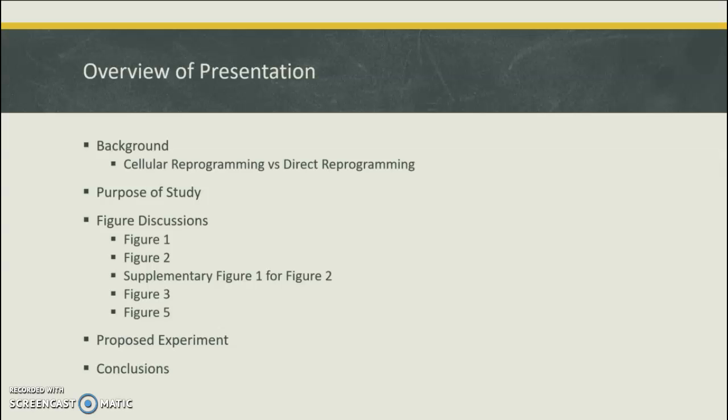Then I want to discuss the purpose of the study, because there are multiple points that the authors address and test. Then I want to head into a detailed discussion of the various figures in this article. I will be discussing Figure 1, Figure 2, Supplementary Figure 1 for Figure 2, Figure 3, and then Figure 5. After a detailed discussion, I want to talk with you guys about my proposed additional experiment to further along the author's hypothesis and intended future work. Afterwards, I will conclude the presentation with a summary of the article and future works that the authors propose to do.